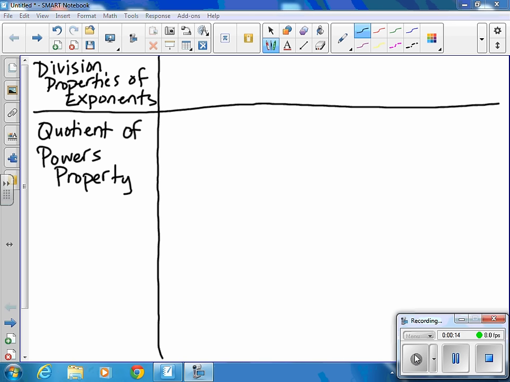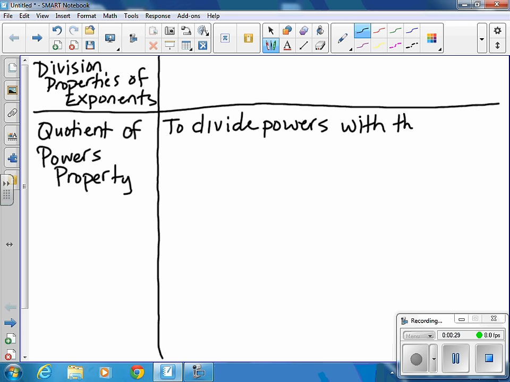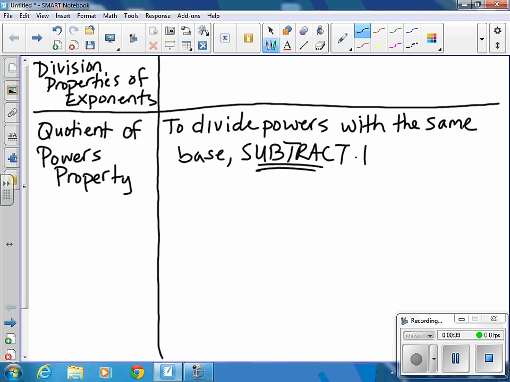The first one is known as the quotient of powers property. Remember, quotient means division, so it makes sense as to why these are division properties. So this property says that to divide powers with the same base, you are going to subtract the exponents. Remember, in multiplication, the property said you would add the exponents. So since multiplication and division are opposites, instead of adding, you're going to subtract.